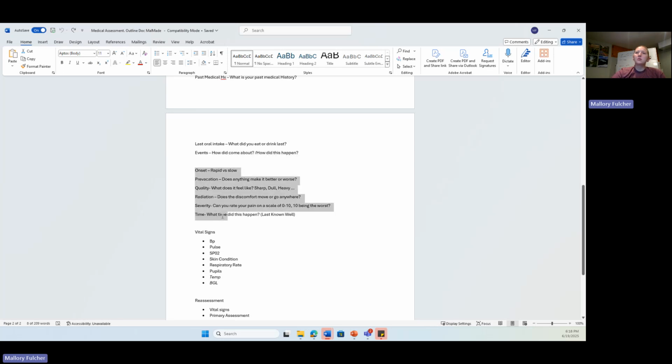OPQRST is this next little segment here. The first one is onset. Now, onset and events, and then the T for time, blend into each other a little bit. When we think of those words, they blend. However, they do mean three very different things when we're looking at our assessment.